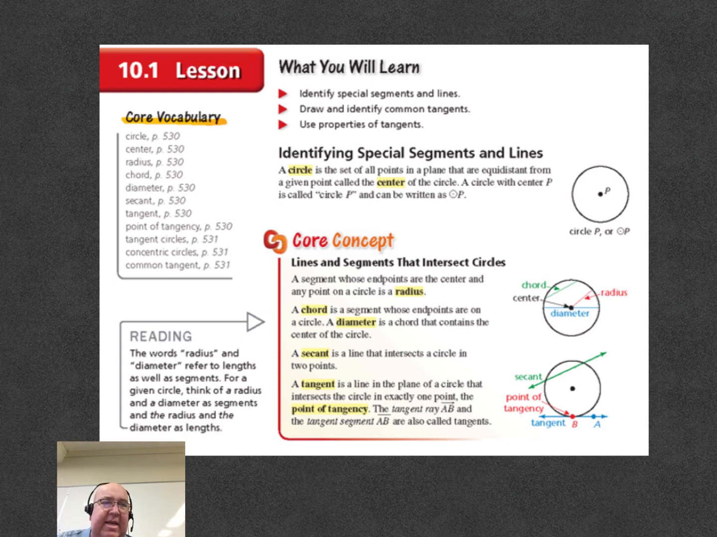A secant is a line that intersects or goes through the circle in 2 points, and then finally a tangent is a line that intersects the circle in exactly 1 point, and that point is called the point of tangency.